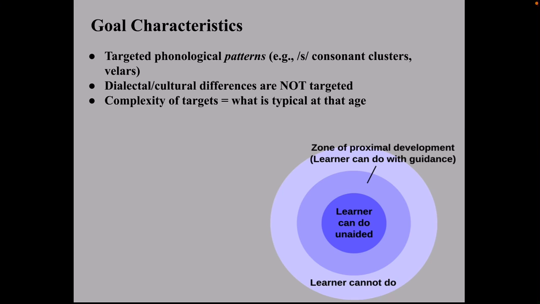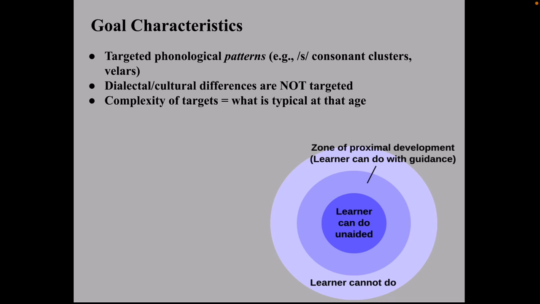The goal characteristics. What do the goals look like? We are targeting phonological patterns, so like S consonant clusters or velars, certain sounds and word positions. Obviously, this should probably go without saying, but dialectal and cultural differences are not to be targeted. If pronunciation is different from the norm because of dialect or because of those cultural differences, that's not something that we're trying to quote unquote fix.